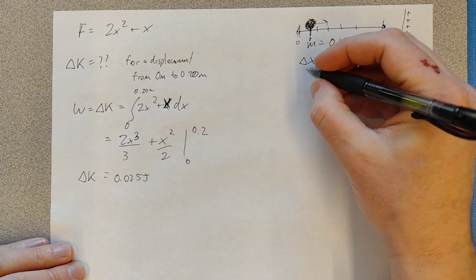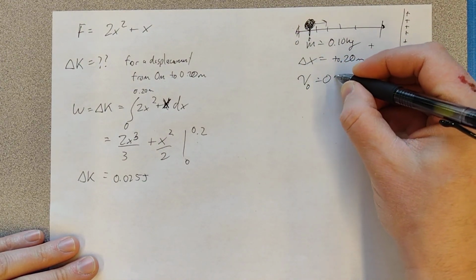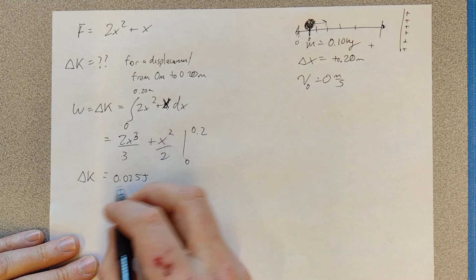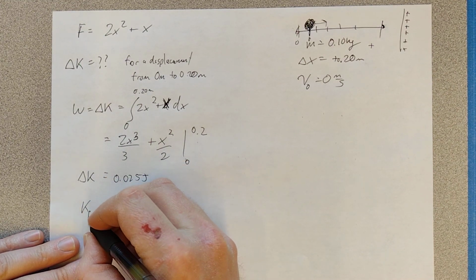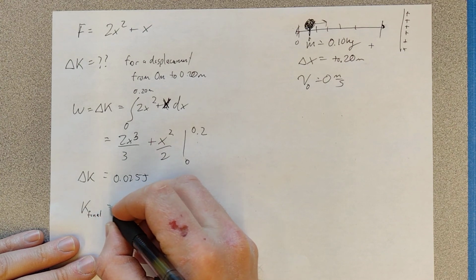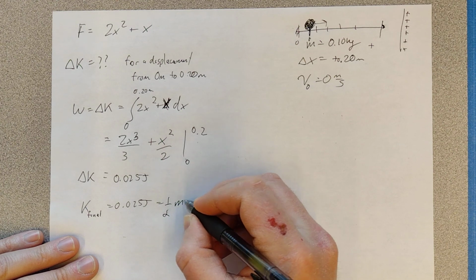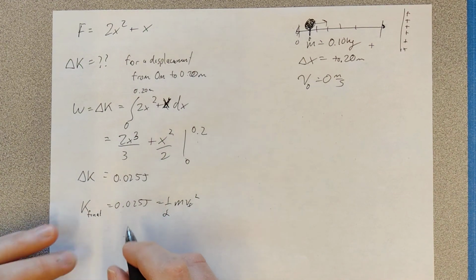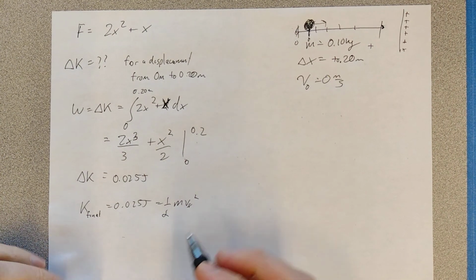So usually you have to be told what the initial velocity is as well. So v naught, I'll say, is 0 meters per second, right? So if that's a change in kinetic energy, and we started with no kinetic energy, K final equals 0.025 joules equals 1/2 m v final squared. So this is just like what we were doing with work equals force times distance and setting that equal to the change in kinetic energy.